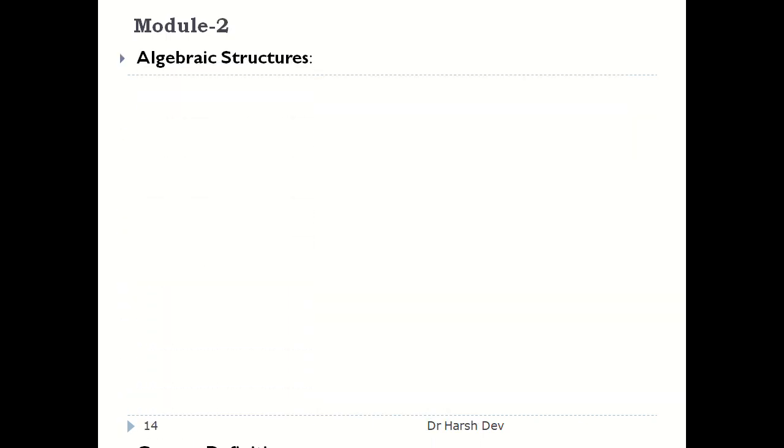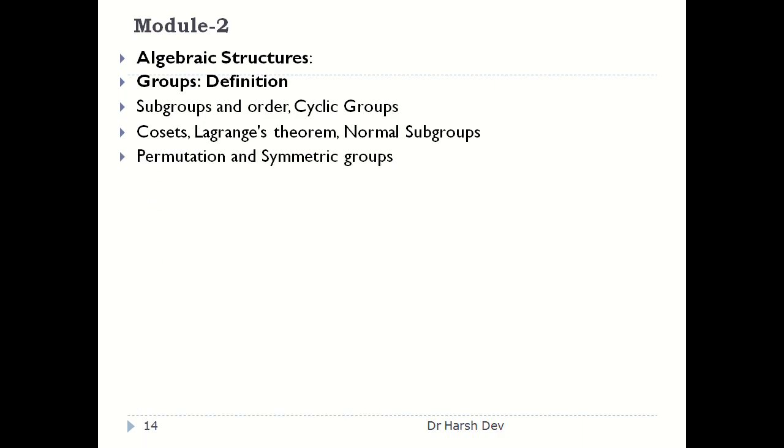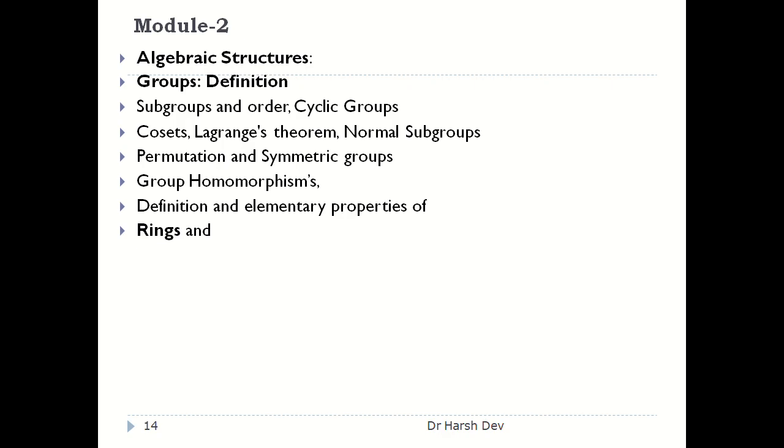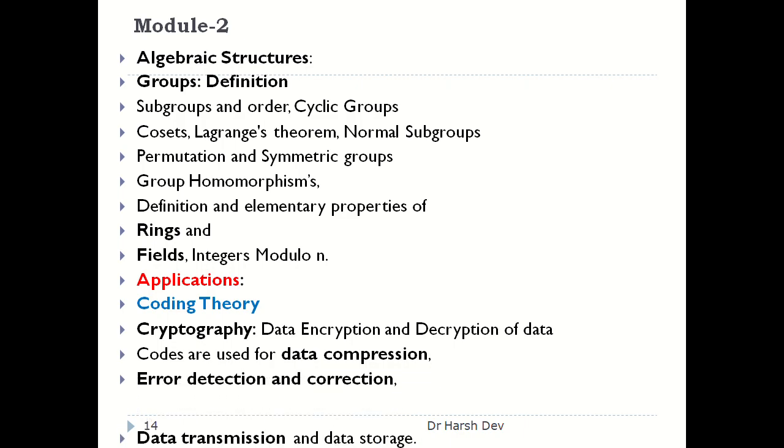Database operations that we use in databases actually involve basic discrete mathematics, right? In module 2 we'll be studying discrete structures like groups, different types of groups, and then we'll talk about rings and fields. These are the topics we'll be studying in module 2. Applications are coding theory, cryptography, encryption and decryption. We use rings and fields for data encryption and so on.